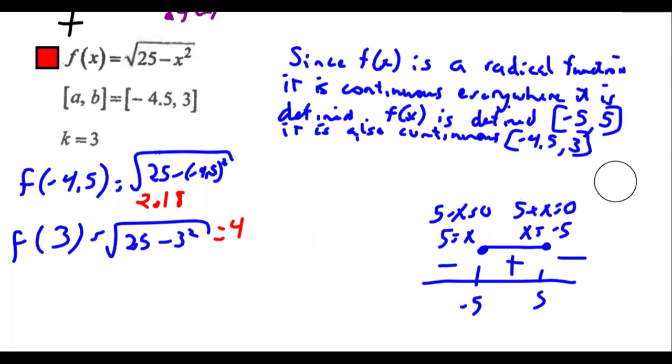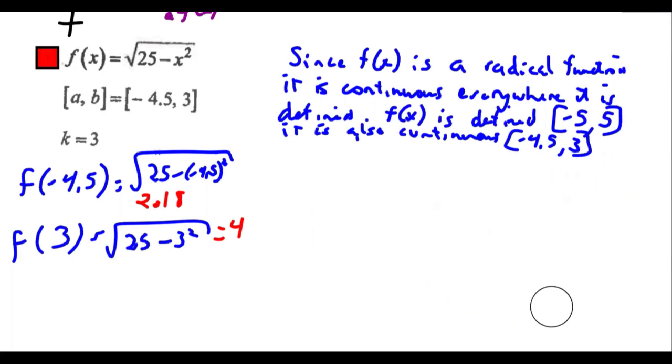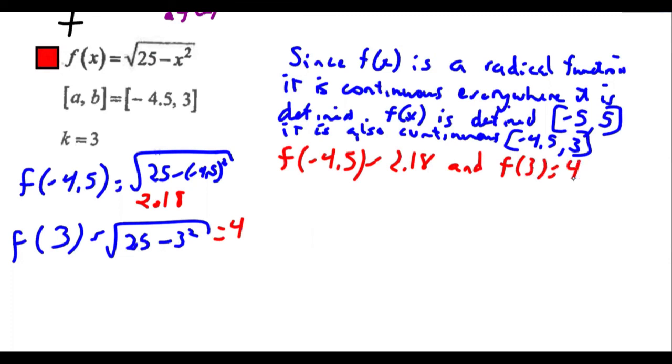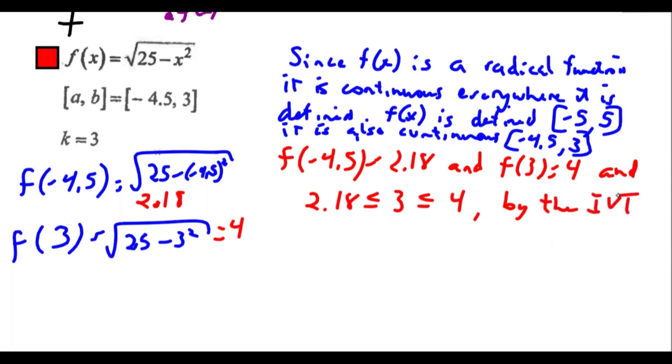I'll continue writing my answer here. All right, so we know f of negative 4.5 is equal to 2.18, and f of 3 is equal to 4, and 2.18 is less than or equal to 3, which is less than or equal to 4, by the intermediate value theorem. So we've got the two requirements, continuous and bounded at the point, by the intermediate value theorem.